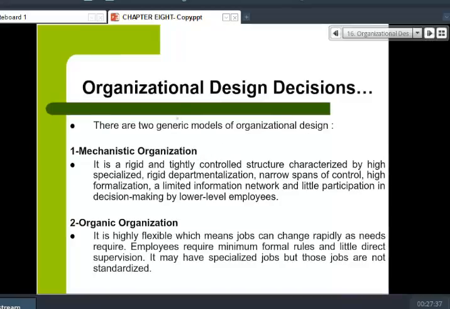Organizational design decisions. There are two generic models of organizational design.